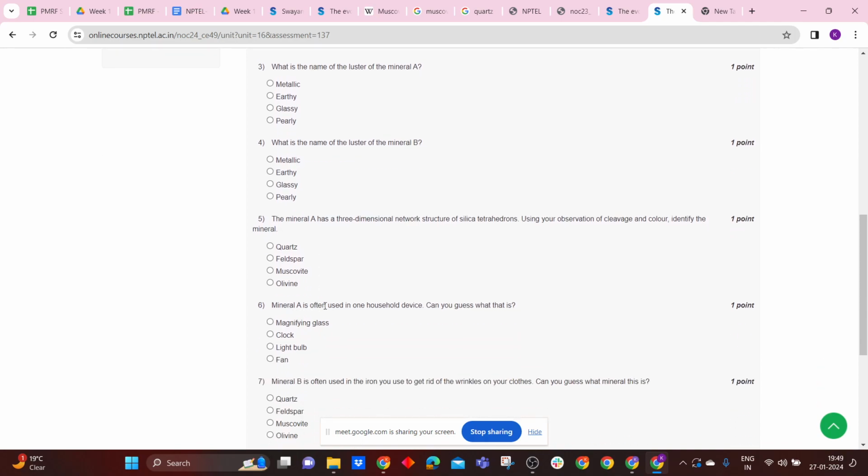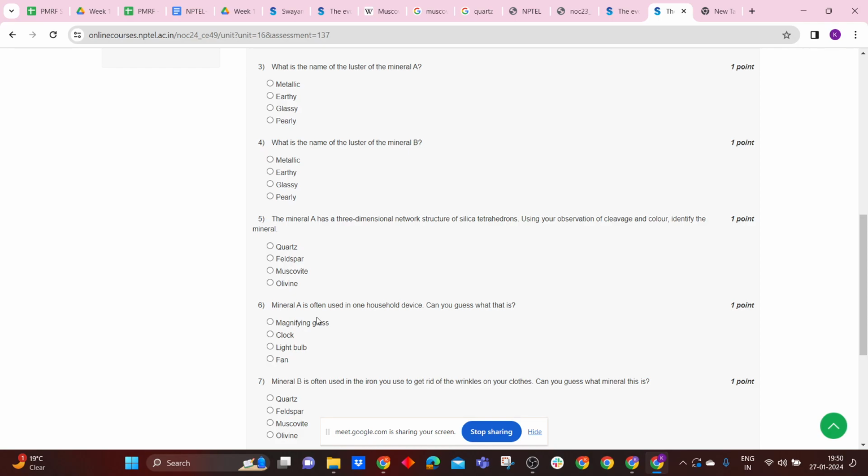Now the mineral A is often used in one household device. Can you guess what that is? Clock, sir. So you guys know the answer. It is a clock. But why is it a clock? Piezoelectric property. Okay, let's say it's the piezoelectric property. So what difference would it make if it did not have a piezoelectric property? Can you tell me? Please try.